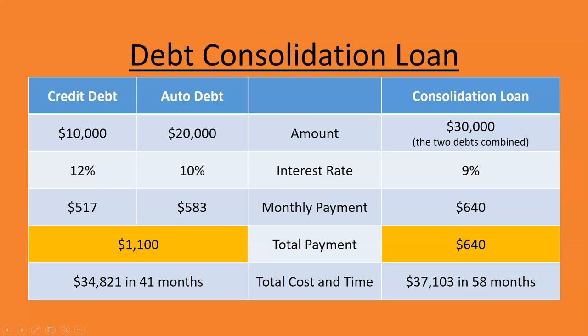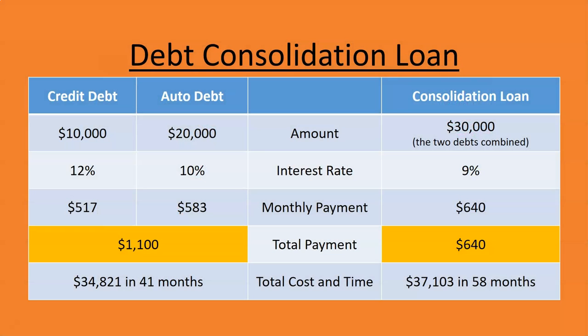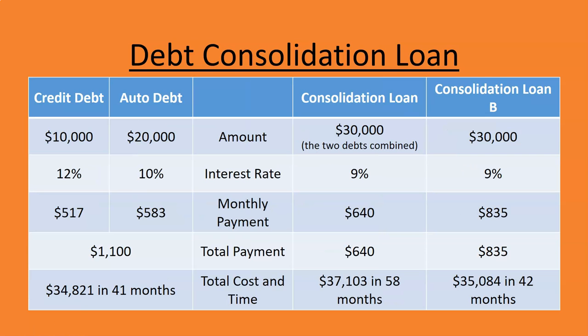All right. Now, what if I were to suggest that we use that $460 to pay on the consolidation loan? That could be fun. Let's see what happens. Now, we're going to move this over to the consolidation loan plan B. And it's still, as you see, $3,000, still a 9% interest rate, but now we're going to pay $835 a month. That's about half of the difference between what we were paying and the Ramsey example. Look what happens here. Now we're at $35,084 in 42 months.